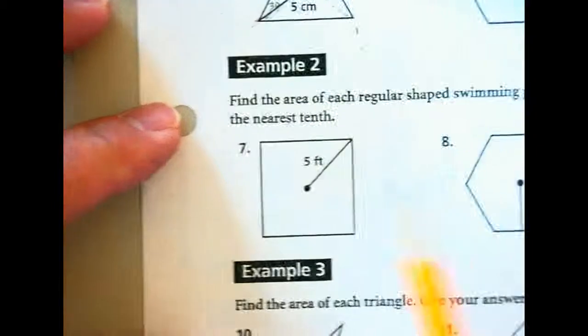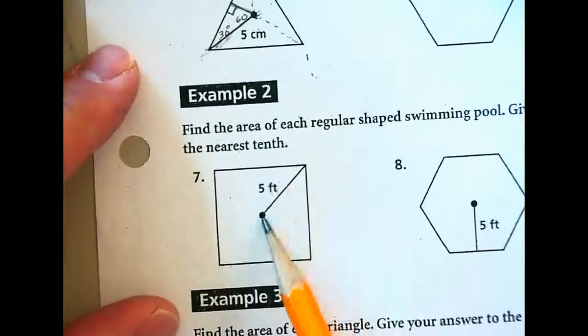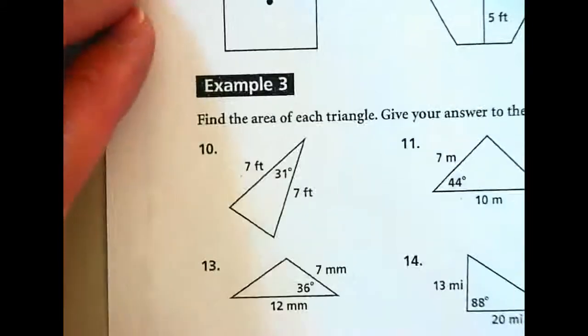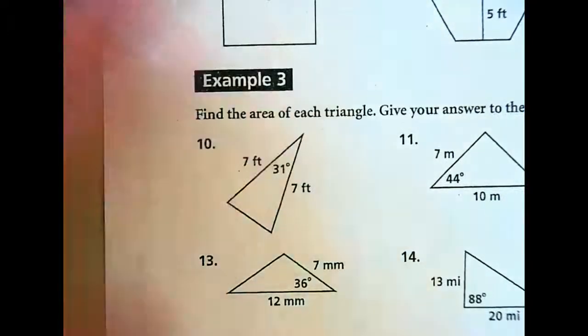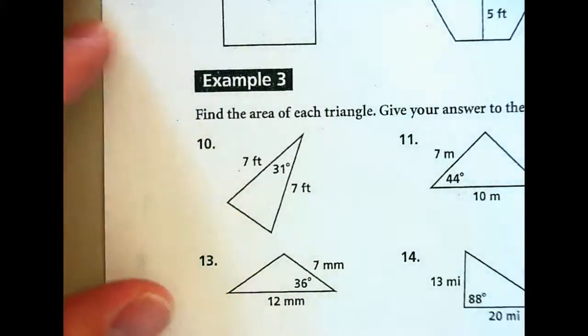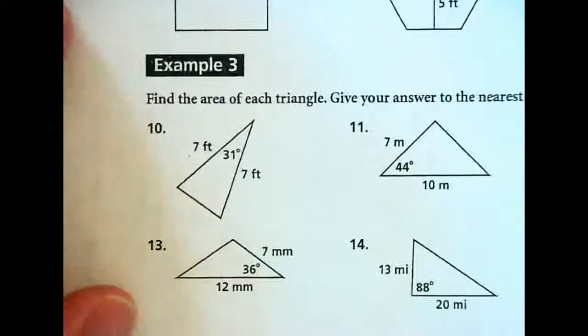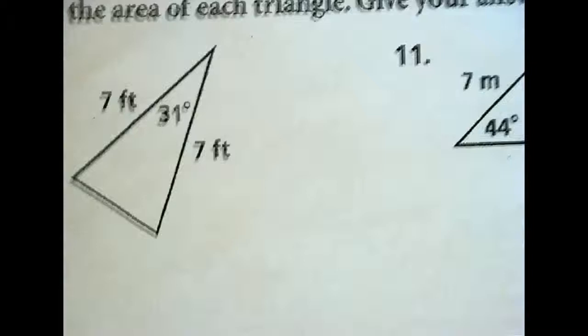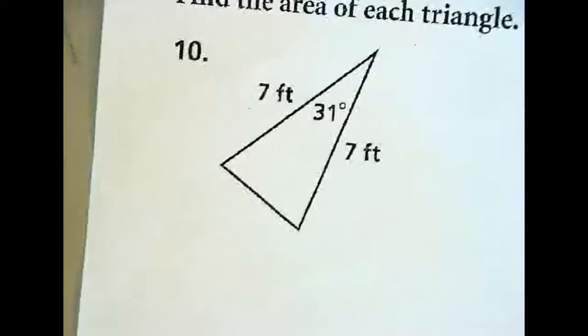Example 2 is very similar. Okay. Doing the same thing. All right. Example 3, though, is much different. So let's take a look at example 3. Number 10 says, find the area of each triangle, give your answer to the nearest tenth. Okay? So I want to work on number 10 and number 11 with you. So let's check out number 10 there.